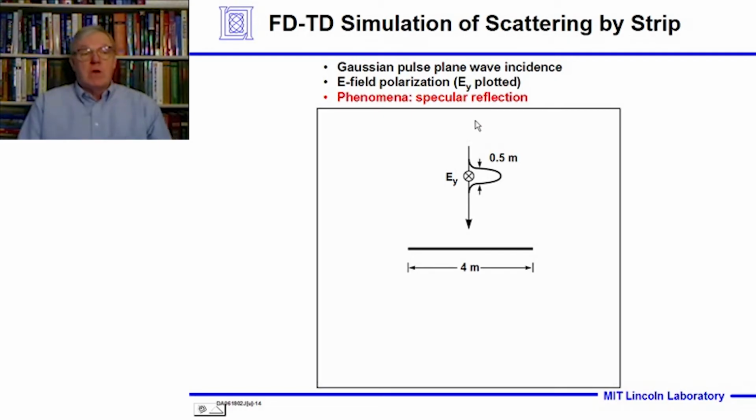Now, these have all been generated with a calculational technique known as finite difference time domain simulation. It's a way of propagating electromagnetic waves and having them interact with conductors and things like this. That's very simple. It's scattering by a strip. A Gaussian pulse is incident on this strip, 4 meters long, and the width of the electromagnetic pulse is 0.5 meter. The E-field polarization is in the Y direction, going into the screen that you're looking at. And the phenomenon we're going to look at is specular reflection.